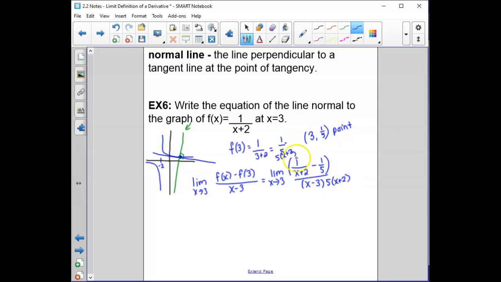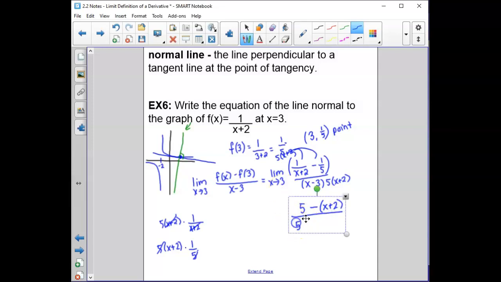And so when we distribute that 5 times x plus 2, when we multiply 5 times x plus 2 times 1 over x plus 2, the x plus 2's cancel, and we just have a 5 there. When we multiply 5 times x plus 2 times 1 over 5, this time the 5's cancel, and we just have an x plus 2. Be careful here with this minus, though. You want to put that x plus 2 in parentheses because it must be distributed.